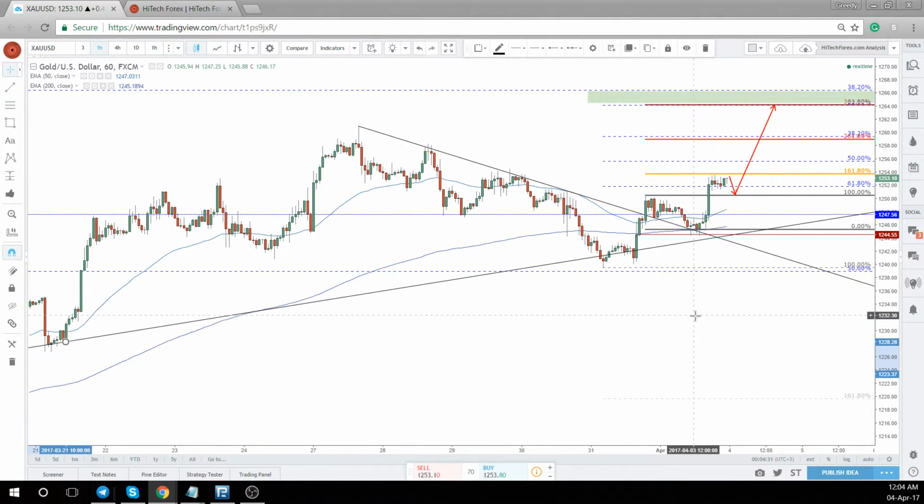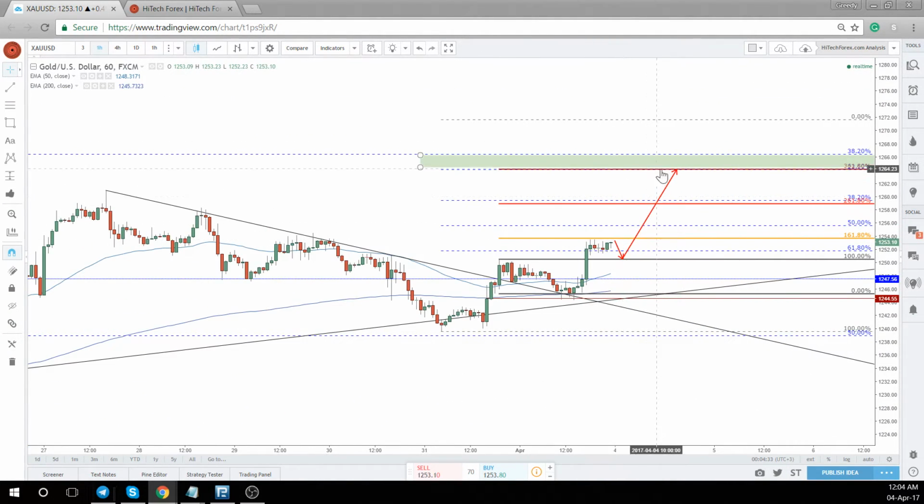It could be very fast. We could reach the target even tomorrow. But overall, I don't expect it to go longer than 3 days. Maybe day after tomorrow we will be at the target. I'm not looking for long-term trends.